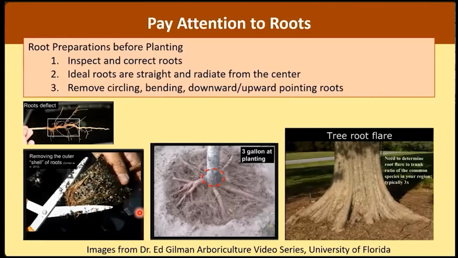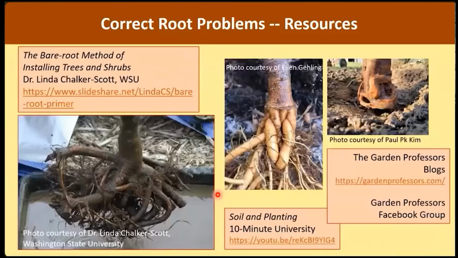So number one, inspect and correct the roots. Number two, understand that the ideal roots should be straight and radiate from the trunk. And that means anything that does not fit this description should be removed. So anything that's circling, bending, pointing downward or upward should be taken out. There are a lot of people doing research on the best way to take a containerized root ball and fix it before planting. And the results are mixed.